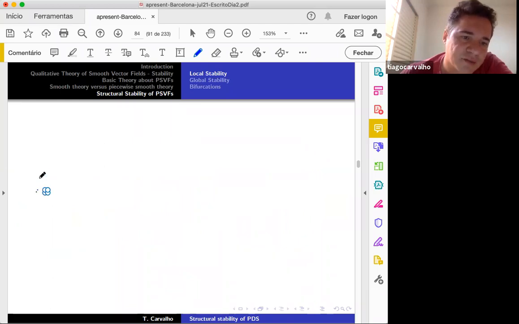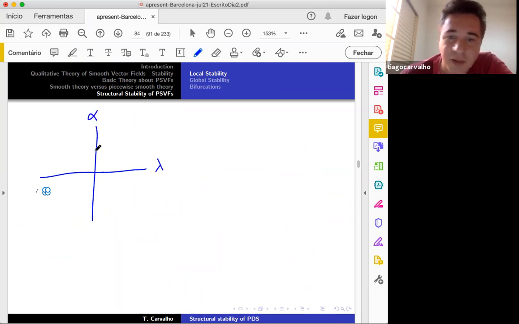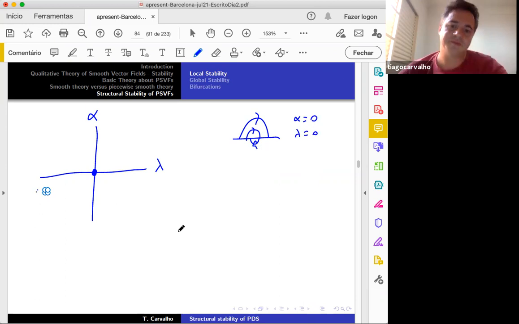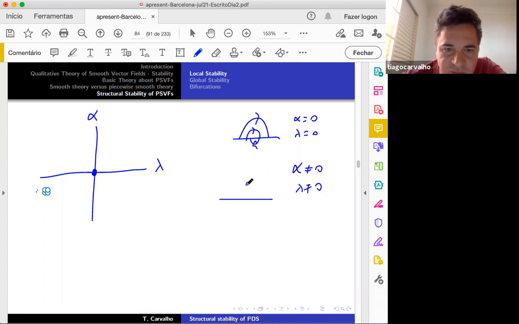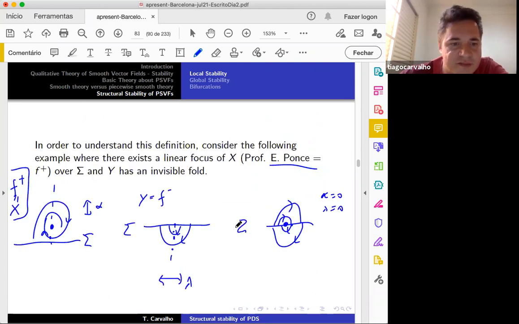So we can draw here a lambda-alpha plane, and the original case is the one where alpha is zero and lambda is zero. When both alpha and lambda are not zero, we are in a stable situation, okay? You agree with this? For example, if alpha is positive and lambda is positive.